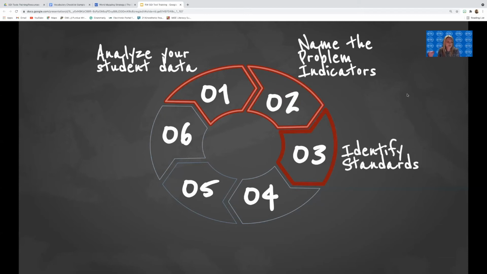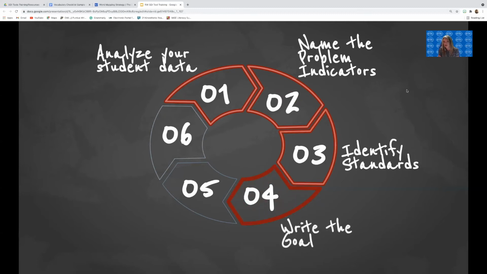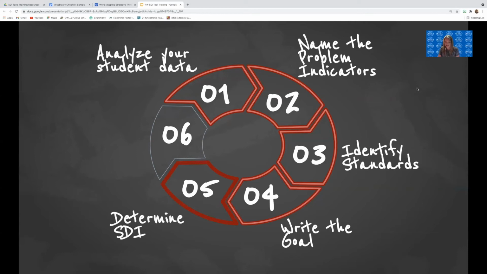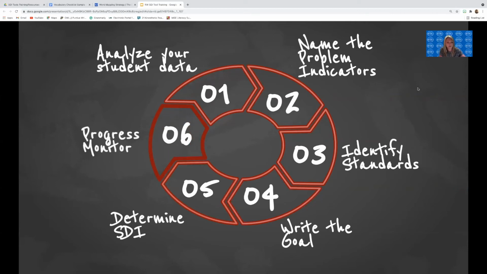Then you need to identify your standards. We're going to work through an example and show you how to do that. Match the problem indicators to the standards. Then you're going to write your goal for that student. You're going to determine the SDI, and then you're going to progress monitor that.